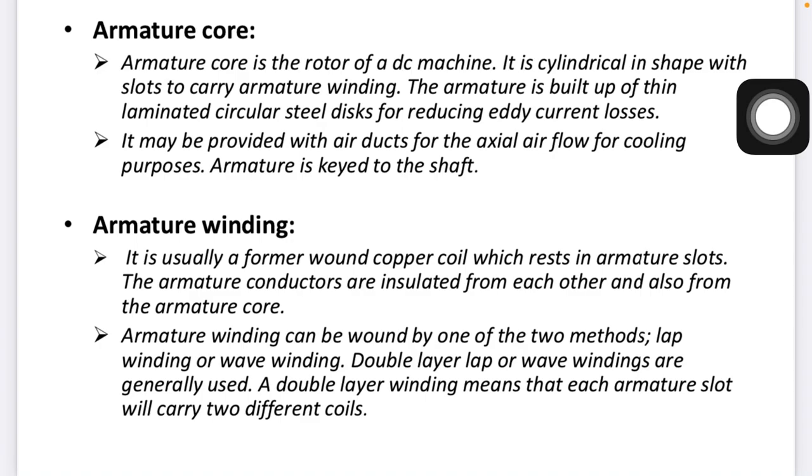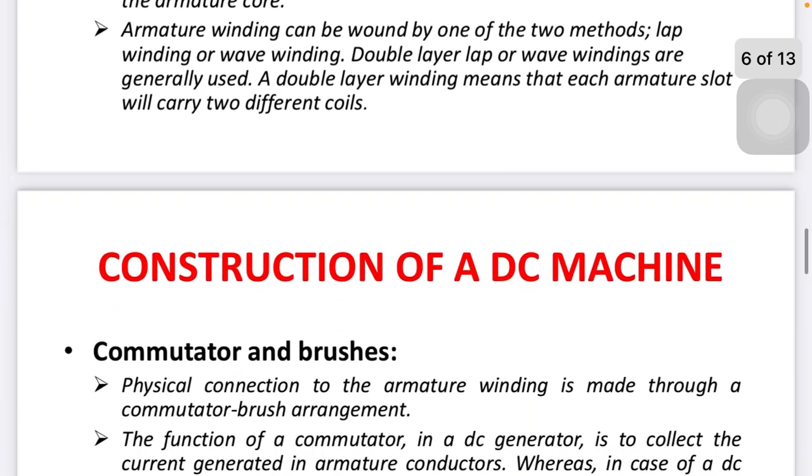Armature winding can be wound by one of two methods: lap wound and wave wound. Double layer lap and wave wound, simplex wave. These are some of the types we will discuss in lecture number 5, on armature winding and types of armature winding.